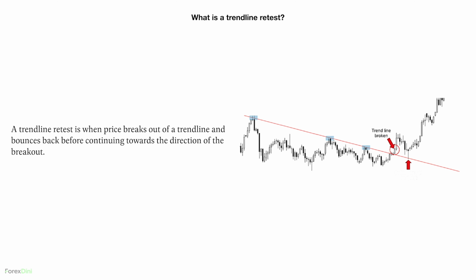What is a trendline retest? A trendline retest is when price breaks out of a trend line and bounces back before continuing towards the direction of the breakout. So it's very simple. Price is within the trend line and then it decides to break and goes up a little and comes back down, retesting on that line before heading towards the direction of the breakout, which is bullish, going towards the upside. So this is what a trendline retest means.